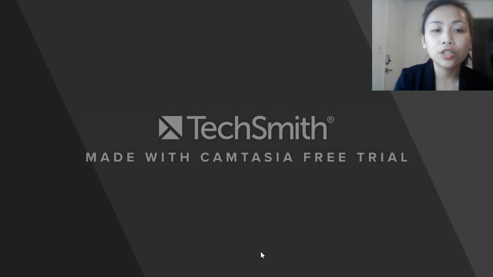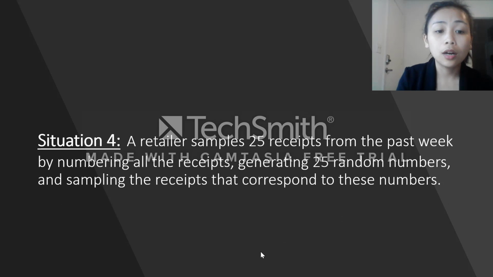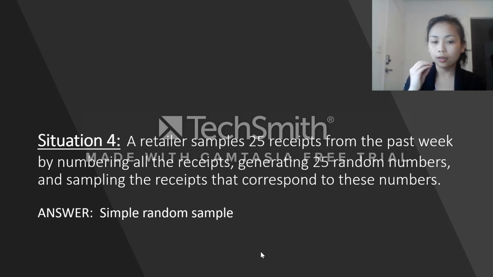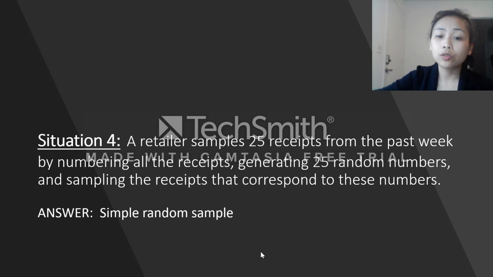The next situation. A retailer samples 25 receipts from the past week by numbering the receipts, generating 25 random numbers, and sampling the receipts that correspond to these numbers. So this is an example of simple random sampling because they use the computer to generate 25 random numbers, and from those numbers they collect a sample of 25 receipts.